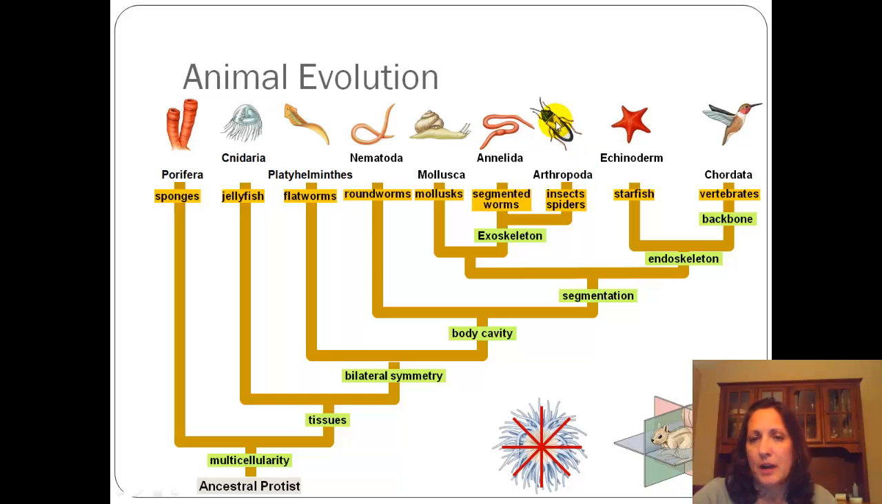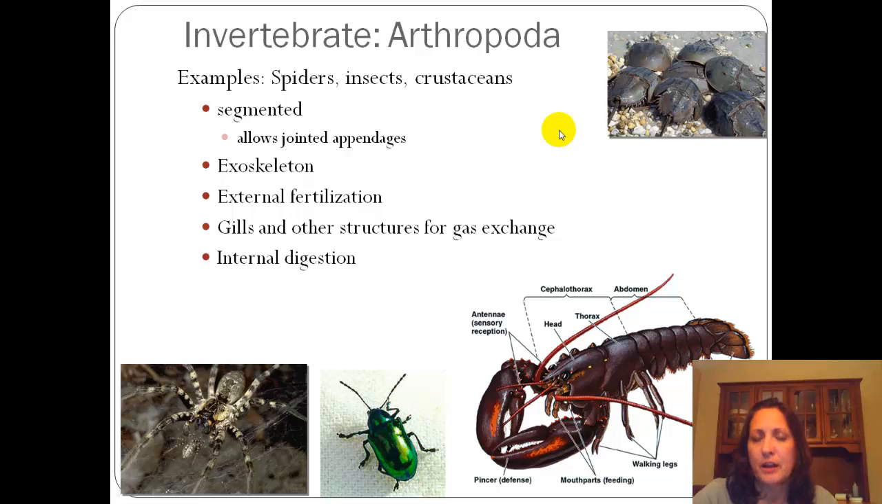Okay, the arthropods, these are the most successful and most dominant group. There's the most biomass in this group. So examples of these guys are spiders, insects, and crustaceans. In the next slide I'll talk about the differences between those. But these guys have segmented bodies, and this allows them to have jointed appendages.